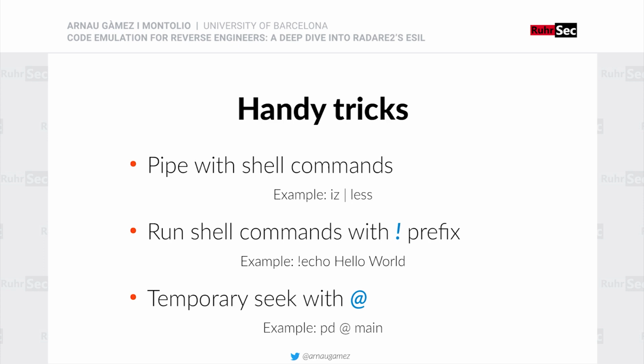Finally, we can just escape to the main shell with the exclamation mark prefix, and it will just run as if it was in a shell. And we can do a temporary seek with the @ symbol. It will just place the address pointed to by, in the example, the flag main, and do the operation that it has to do. In this case, print the disassembly, but it won't seek to that address, so it will just perform the operation without changing the seek, that is the address that we are positioned in at the moment.